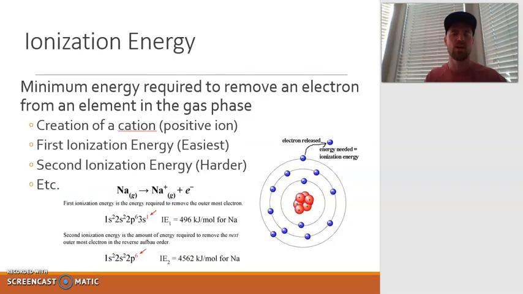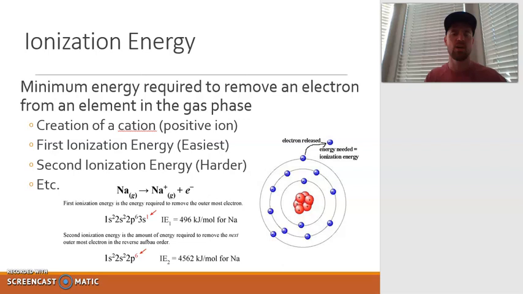Okay, so we move on to now the last 2 periodic trends. The second to last one is ionization energy. And before we can talk about the trend of ionization energy, we first need to even know what ionization energy is, because that's not something we've probably heard of before. Ionization energy is the minimum energy required to remove an electron from an element in the gas phase.